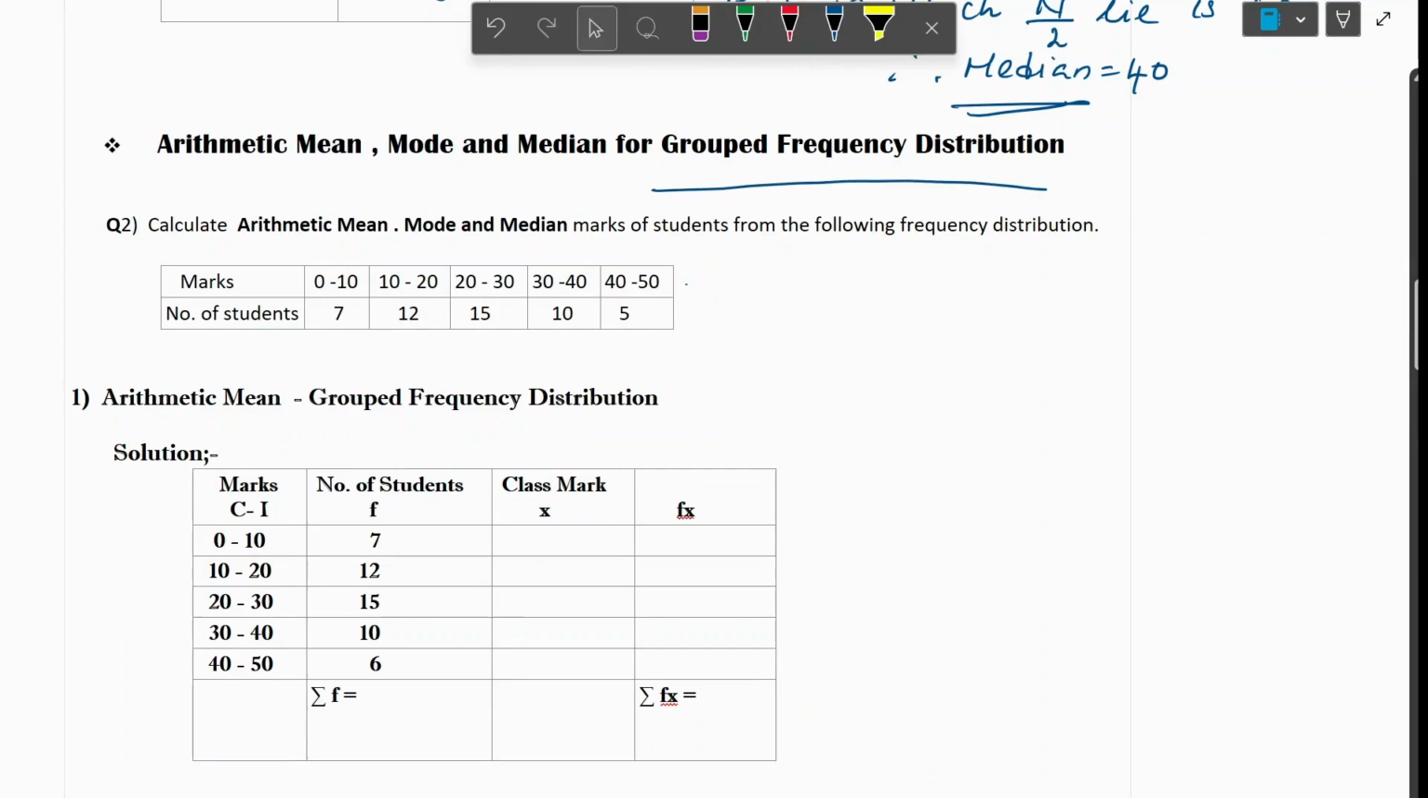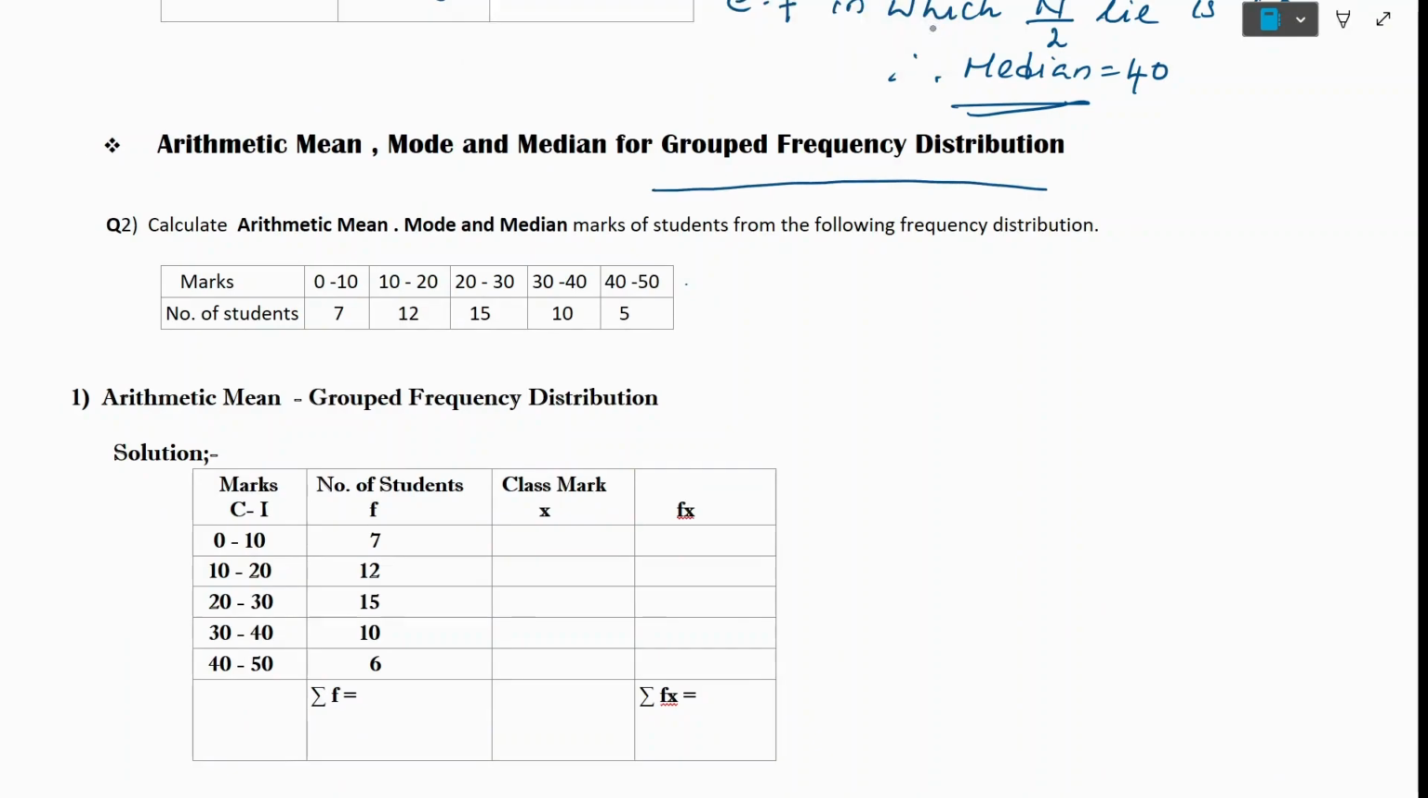Grouped frequency distribution. Here, which one? Grouped frequency distribution. That is continuous data. Okay. Now we'll consider the question. Question number 2. Calculate arithmetic mean, mode and median marks of students from the following frequency distribution.